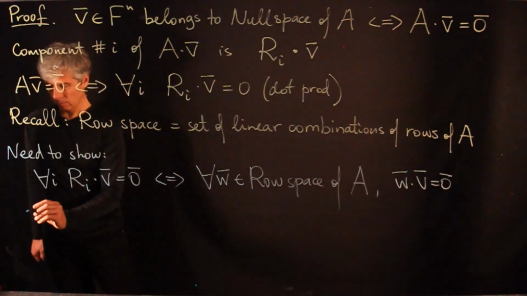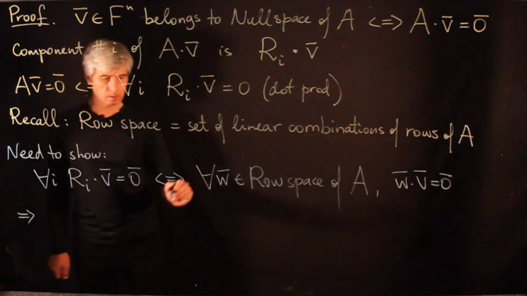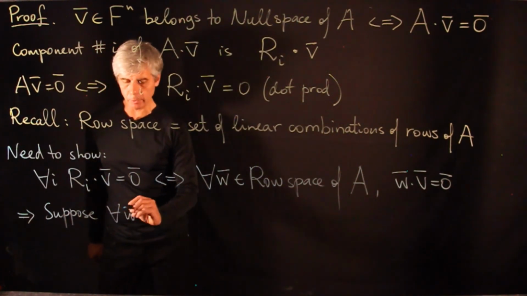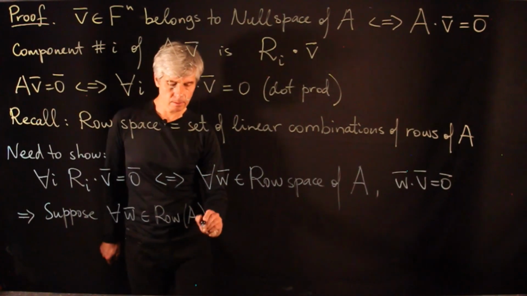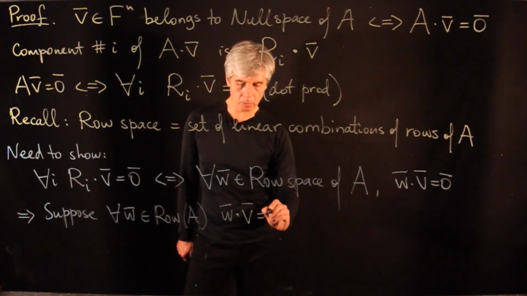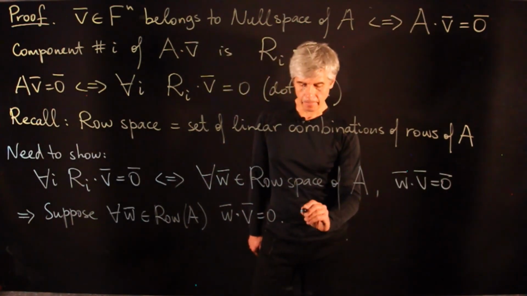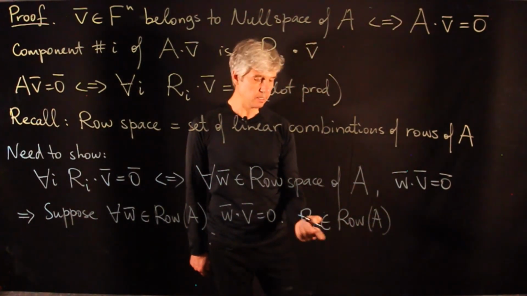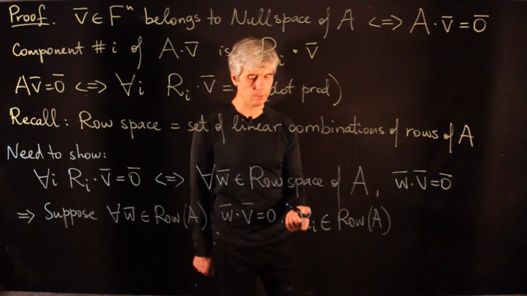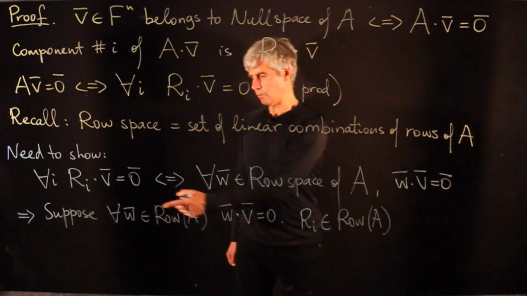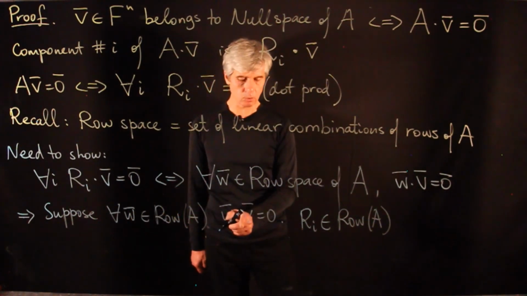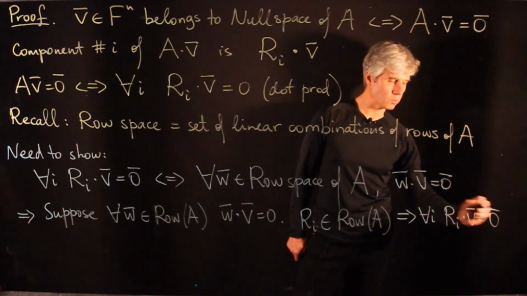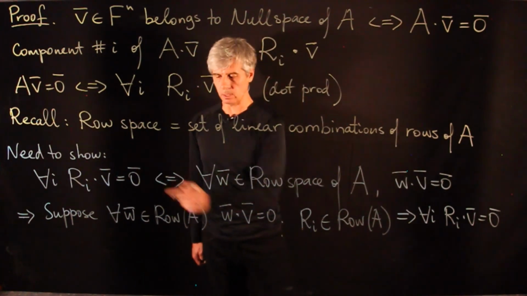In one direction, this is clear. Suppose for every w in the row space of A, w dot v is equal to 0. Then we know that each row belongs to the row space of A, because a row is a linear combination of the rows. We just take this row with coefficient 1 and all other rows with coefficient 0. So if for every vector in the row space of A this dot product is 0, this implies that for every i, row i dot v is equal to 0 as well. And so this equivalence is proved in one direction.